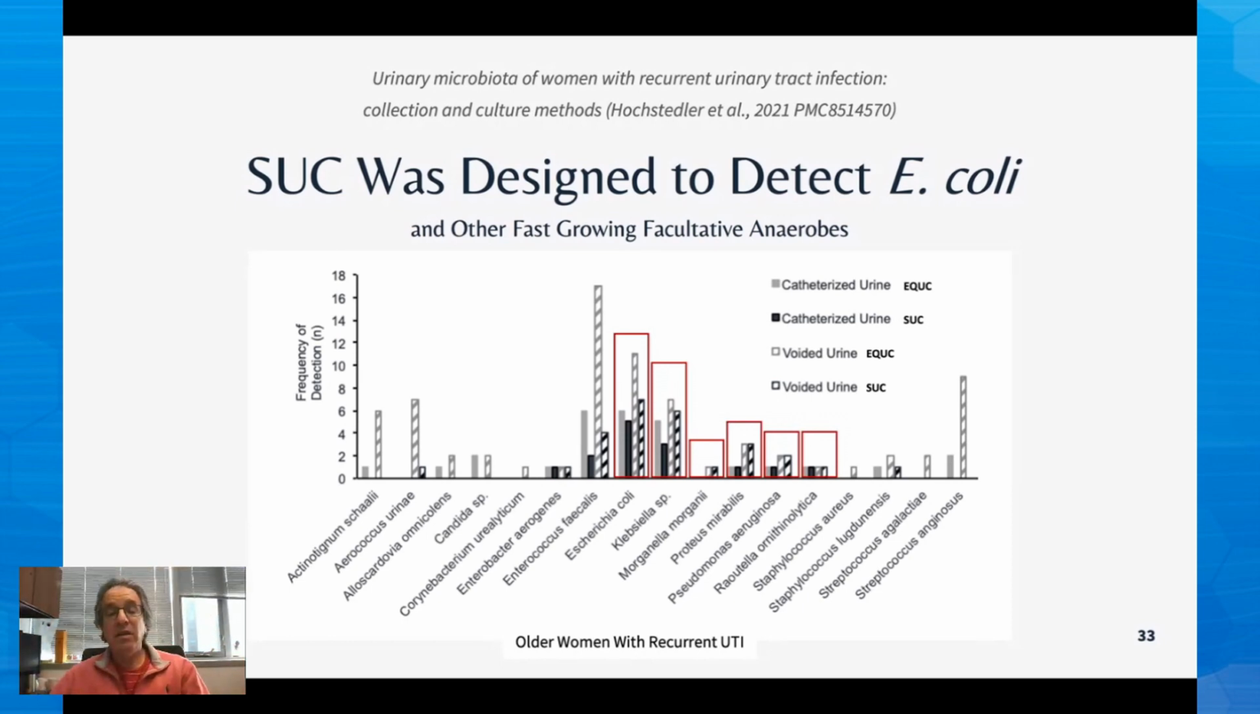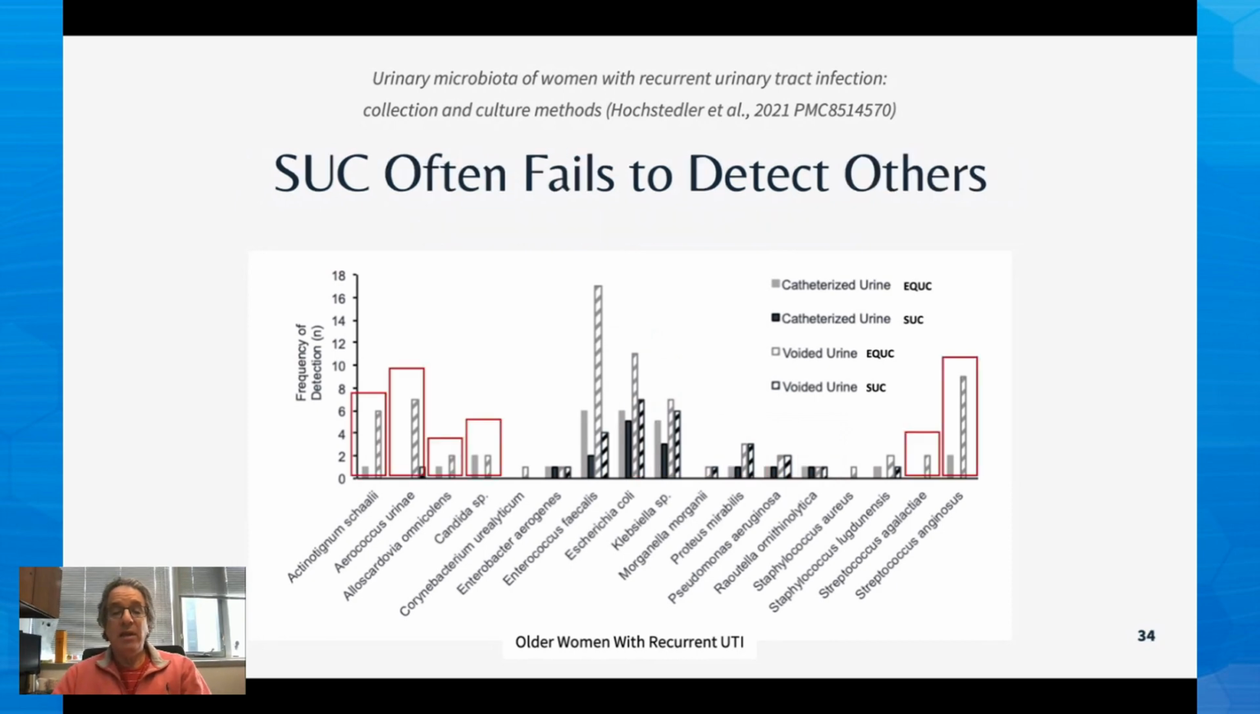SUC is fine. But here are the organisms that SUC does not detect or detects very poorly. And they are mostly the organisms you've never heard of before or only vaguely. Actinotignum shallii, Aerococcus urinae, Alloscardovia omnicolens. Here's a yeast, Candida. Streptococcus agalactiae, well, that's group B strep. And here's Streptococcus aeruginosus, which is very often detected in women with urgency urinary incontinence. It's the most common species that we see.